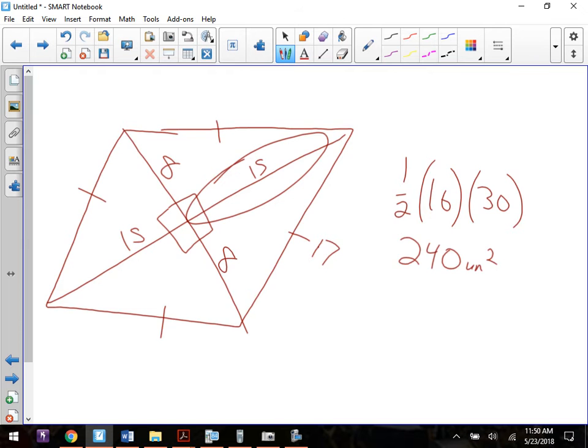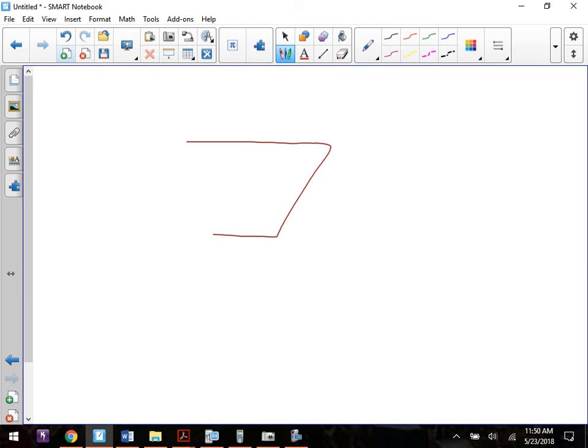So 4, guys, 4, you got a parallelogram. So it's 4 times 8.